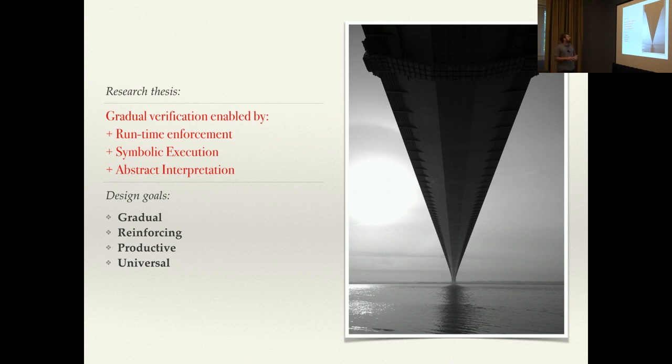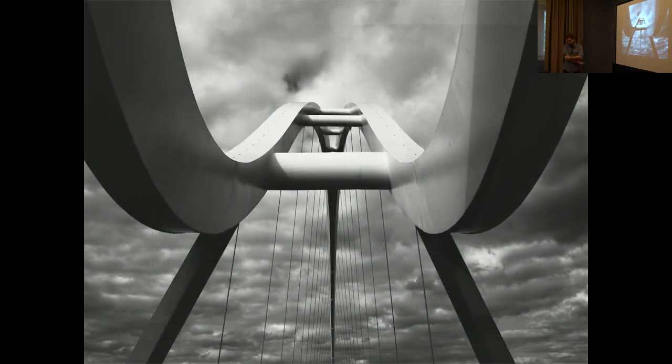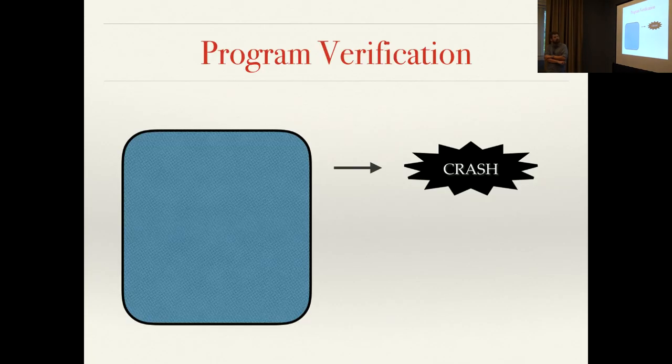Okay, so the thesis behind this work is I've got this kind of recipe for doing gradual verification, and it's got three components to it: runtime enforcement mechanisms, symbolic execution, and abstract interpretation. And I'm going to talk about these three components, so we can start to take a closer look now.